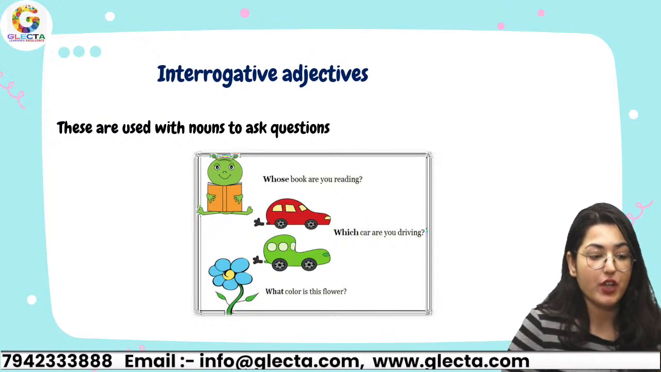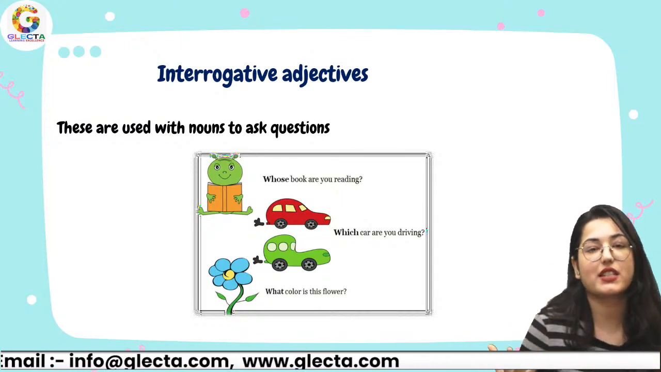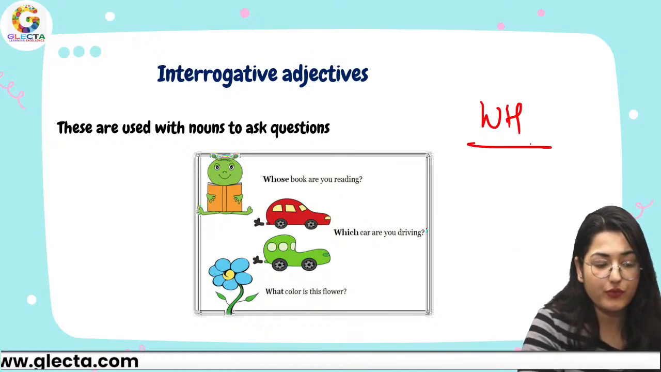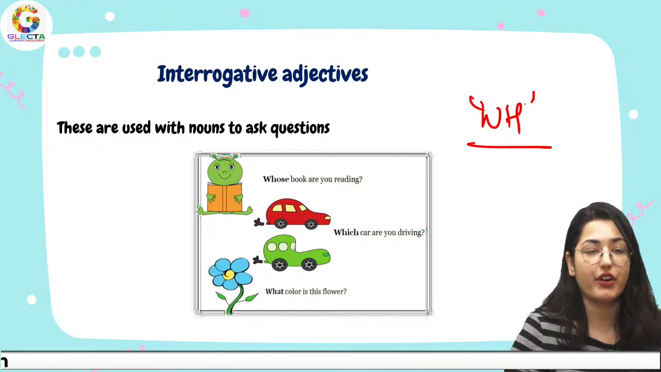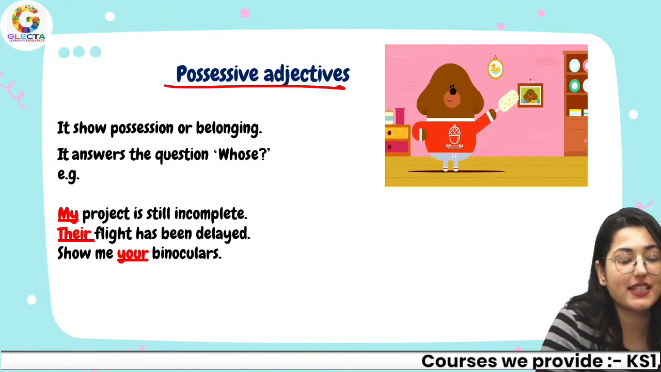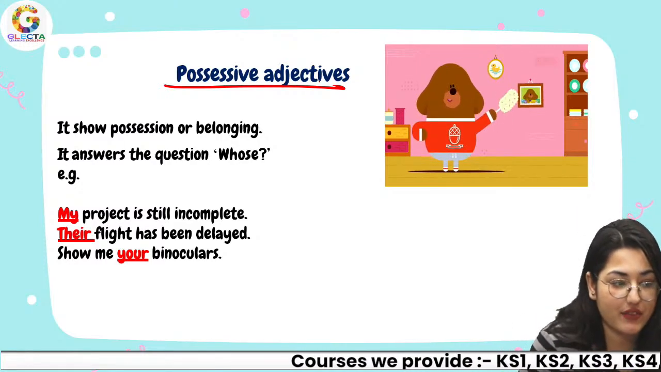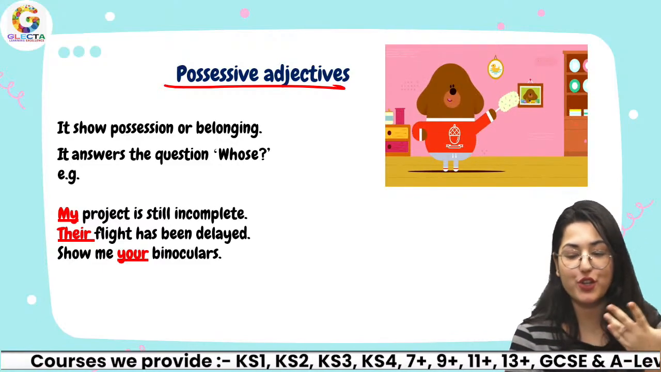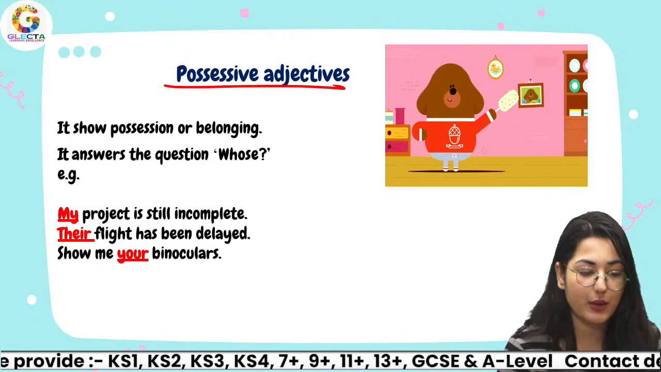What color is the flower? So, when you are using the five WH, interrogation, no reference to it. Now, next is possessive adjectives. What are possessive adjectives? It shows the possession or belonging, right? My project is still incomplete.